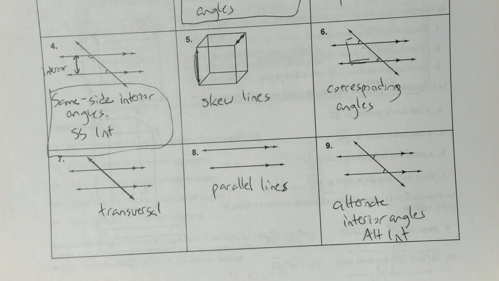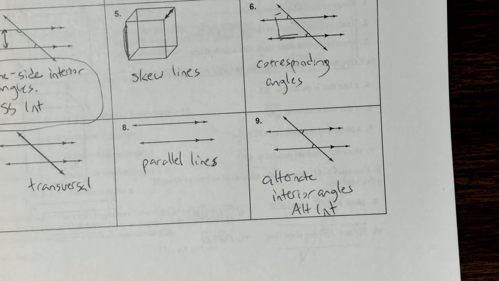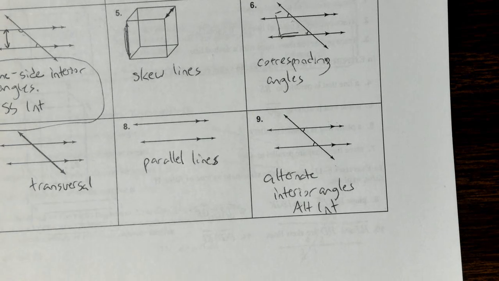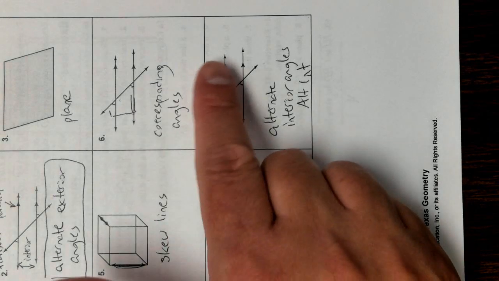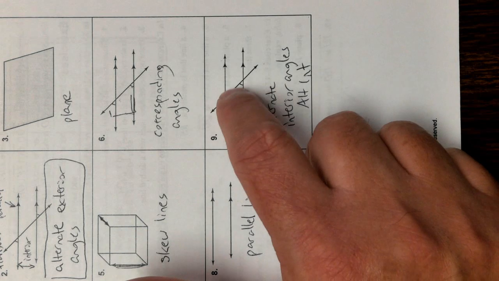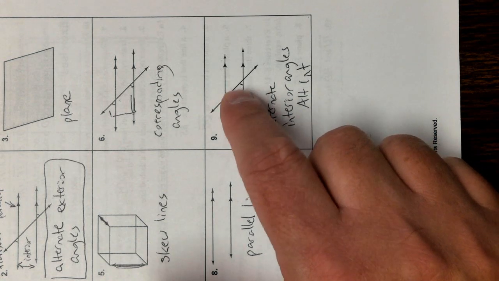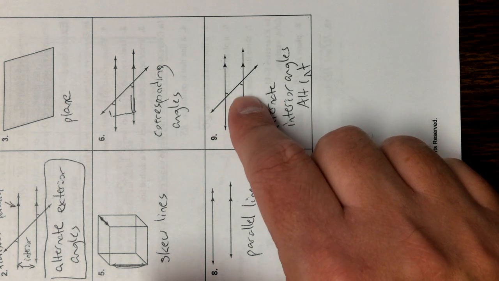Now, all of those examples are kind of basic, and they have the horizontal lines or the parallel lines. They could be oriented different. Like what I'm going to do is just rotate my paper a little bit. And so now they look like vertical lines with that transversal, and it's still considered alternate interior because it's between the two parallel lines.